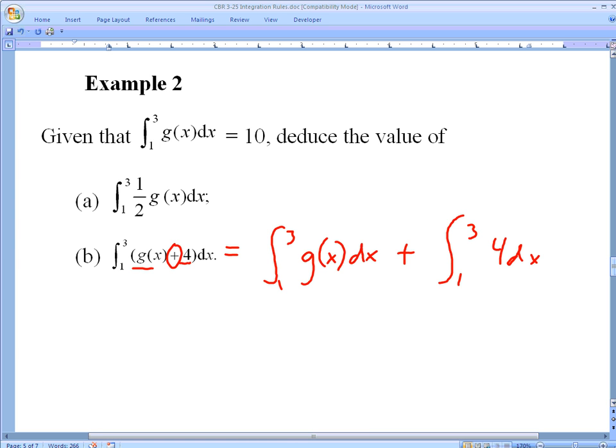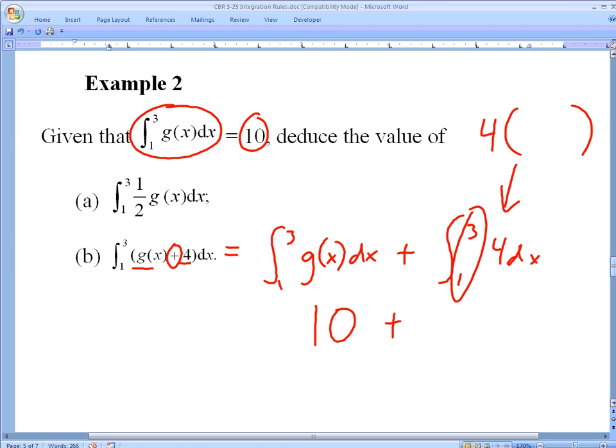Well, I already know that the integral from 1 to 3 of g of x dx equals 10. So I can replace this whole first integral with 10, plus now I have the integral from 1 to 3 of 4. Well, that's that constant one. And the rule here was that we can take the 4 times the difference of our boundaries. So 3 minus 1, which is 2. 4 times 2 gives me 8. And so this is 10 plus 8, or a grand total of 18.